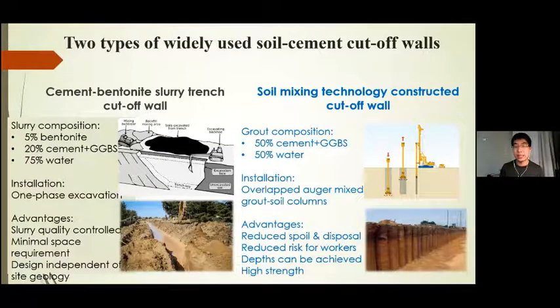The advantage of this kind of construction technology is it has reduced spoil and disposal, and it has reduced risk for workers, and also the depth of this cut-off wall can be basically 20 or 30 meters below the ground. Also, compared to the cement bentonite slurry trench wall, the soil mixing technology will have higher strength because you mix the in situ soil, which can act as a kind of aggregate.